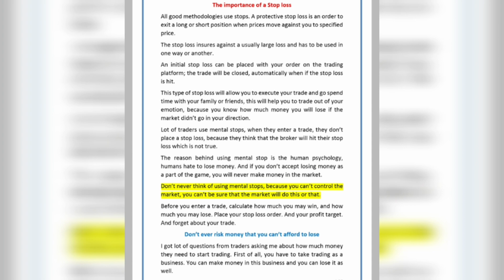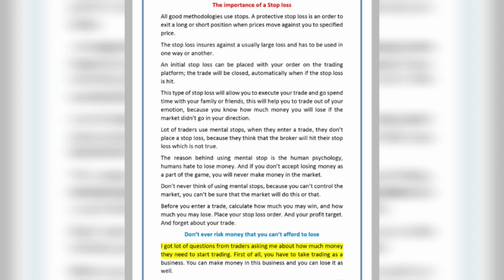You can't be sure that the market will do this or that. Before you enter a trade, calculate how much you may win and how much you may lose. Place your stop loss order and your profit target, and forget about your trade. Don't ever risk money that you can't afford to lose.